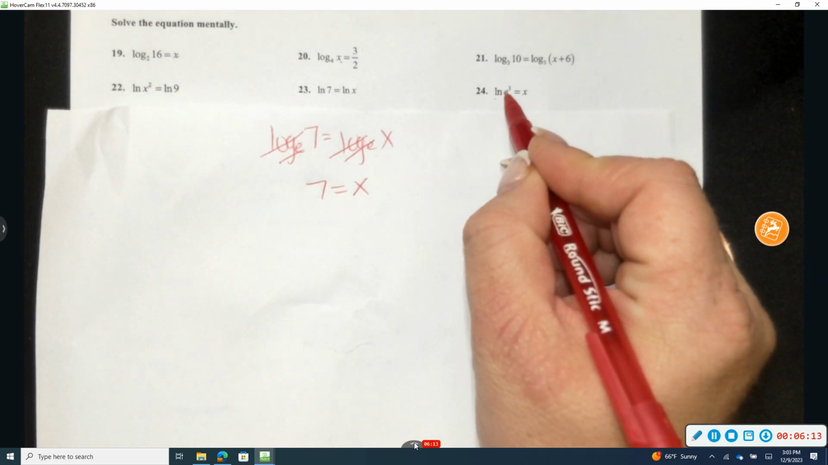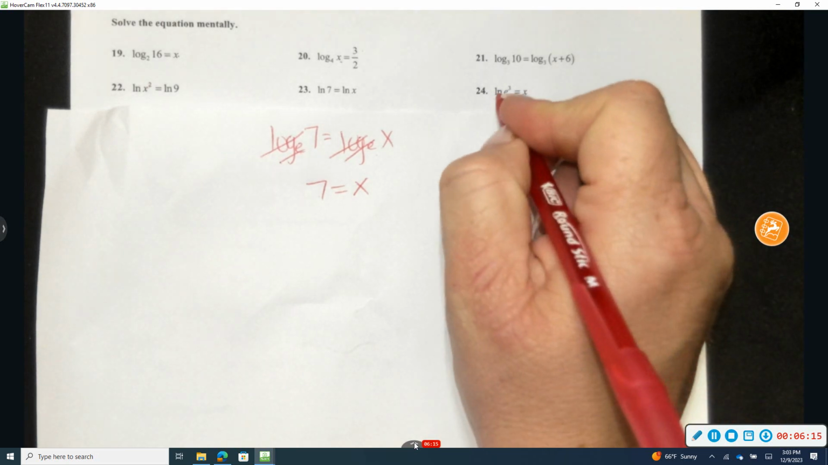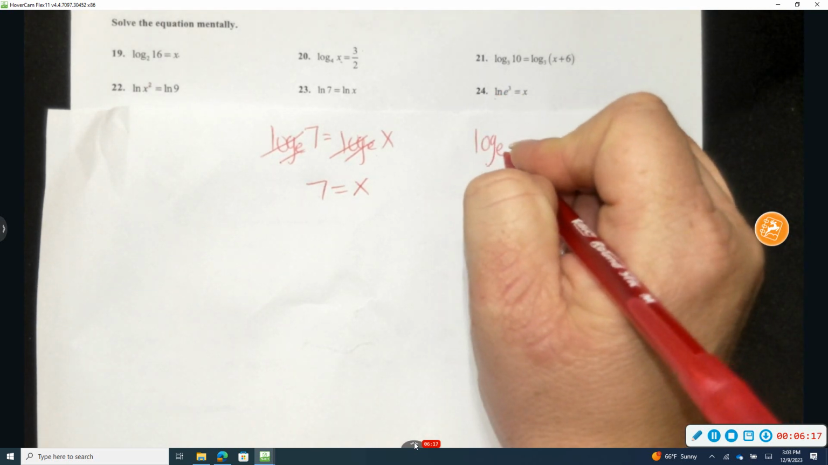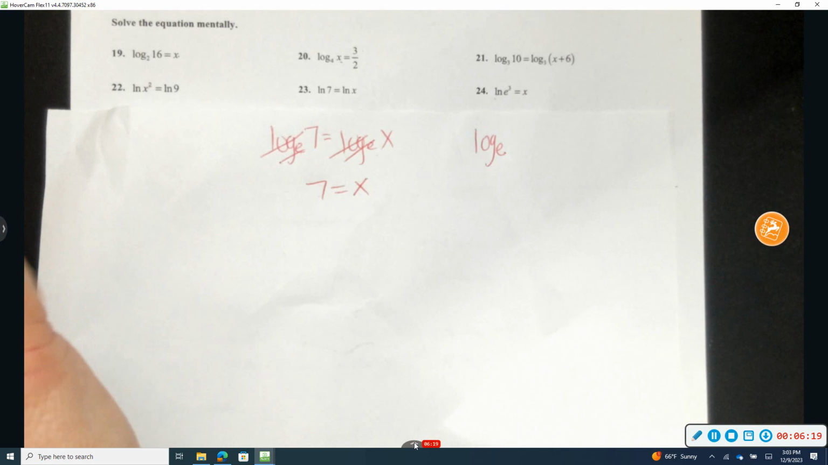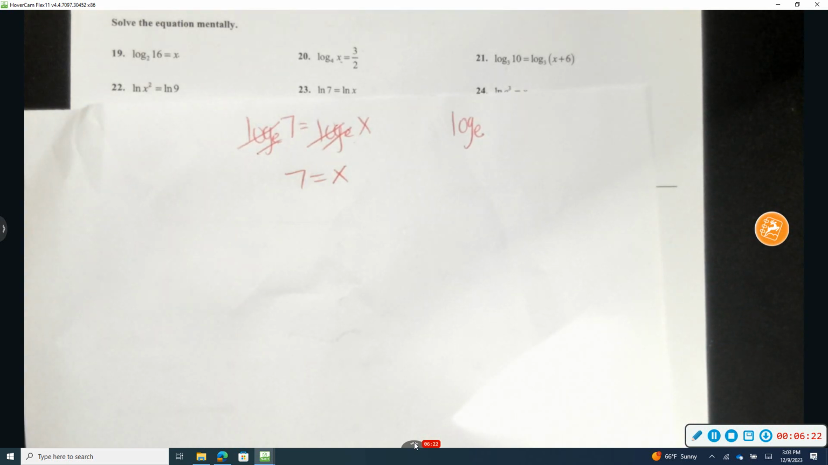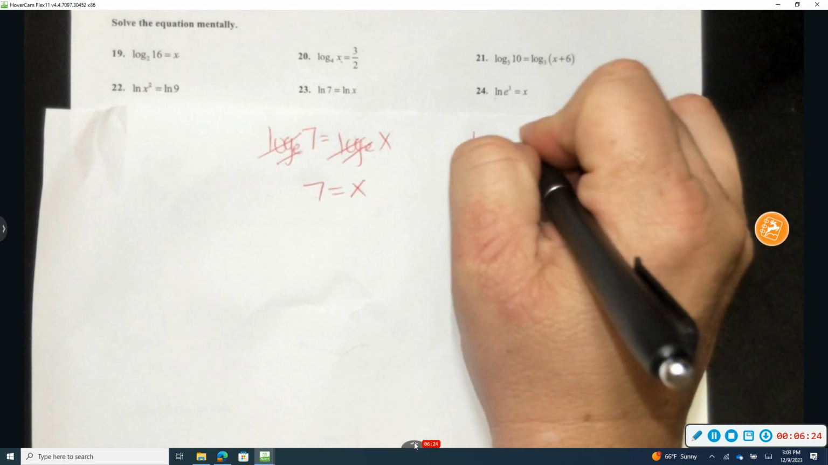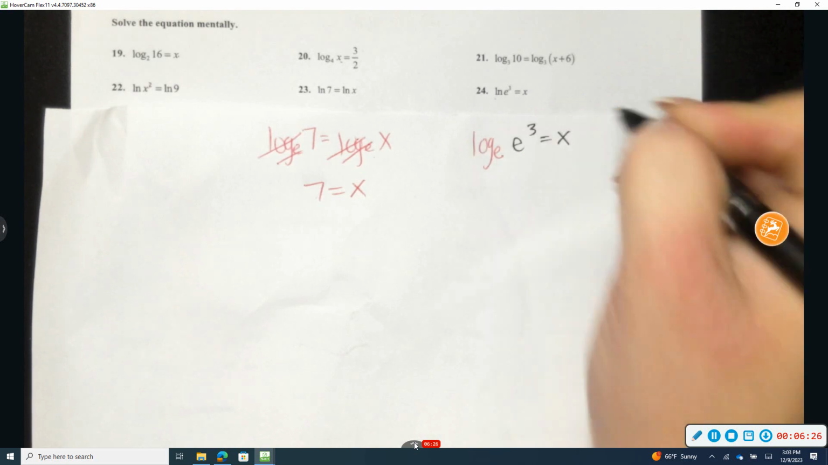All right, so I'm going to rewrite this. Whenever I see an e behind it, I'm going to rewrite this as log base e. ln is the same as log base e, and now I write down everything that was there. So we had e raised to the third equals x.